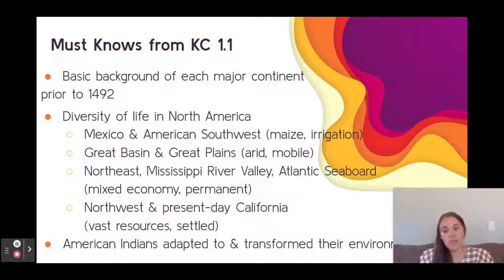Then we have the Northwest and present-day California, and this region is known for having more vast resources: not only the availability of a hunter-gatherer economy, but also agriculture and the fishing resources from the ocean. In this area, we see a lot of artistic artifacts because the food supply was so plentiful. Really the must know here is that American Indians adapted to and transformed their environment. Their way of life was impacted by their environment, but they also changed their environment to fit their needs.